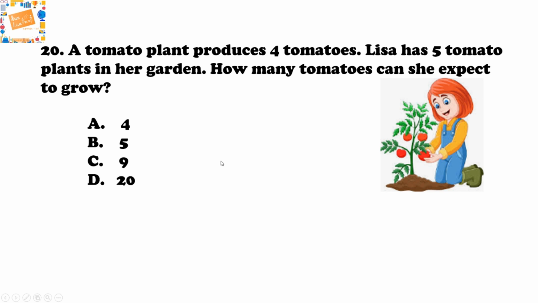Well, I hope you've got the answer right to this simple arithmetic question which uses multiplication. There are 5 tomato plants and each plant produces 4 tomatoes. That means you'll count this 4 5 times. So 5 times 4 is nothing but 20. So our correct answer is option D 20.